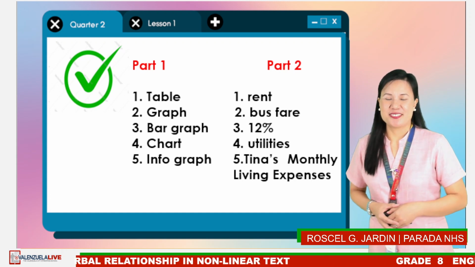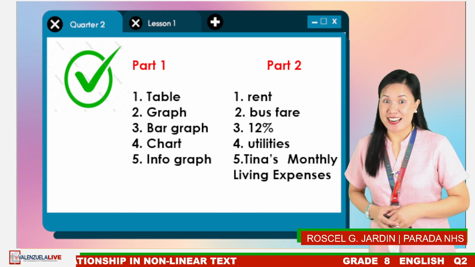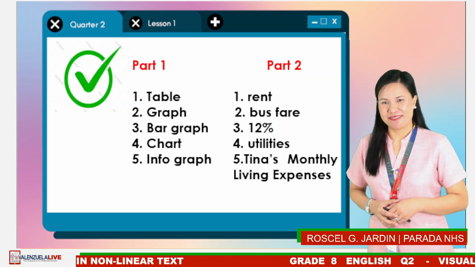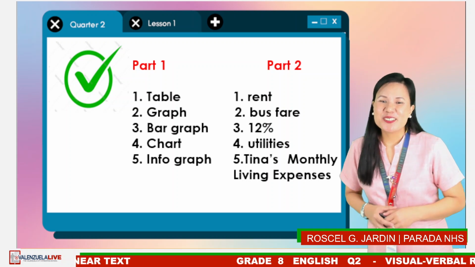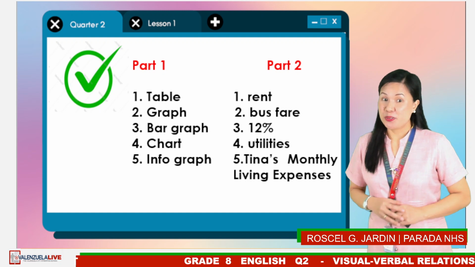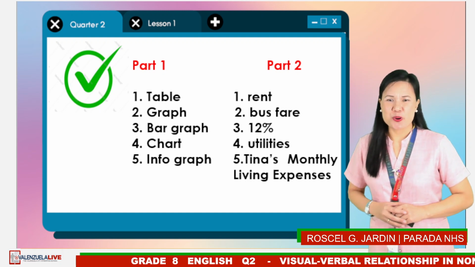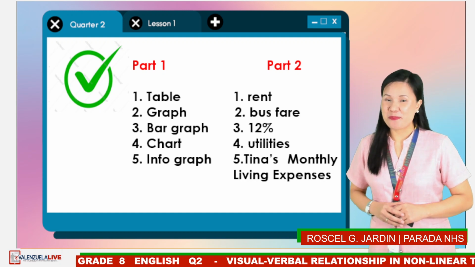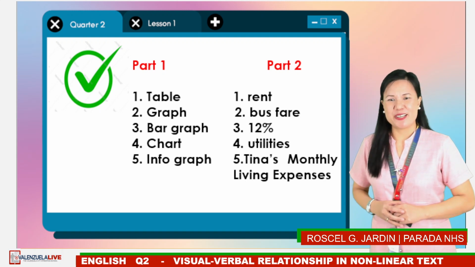So, who got 10 out of 10 correct answers? You're doing great. For those who did not, don't you worry. There is always room for improvement. Just keep on learning.